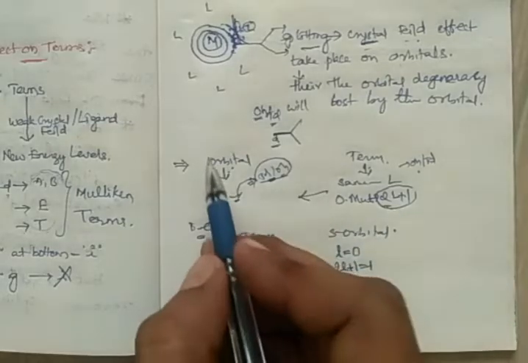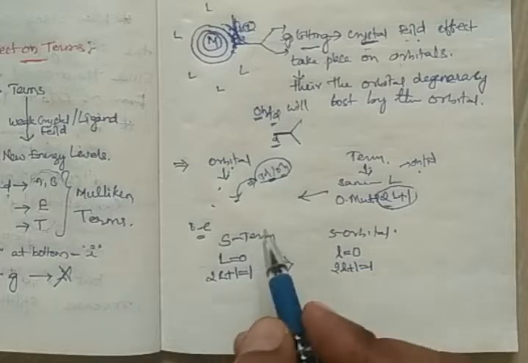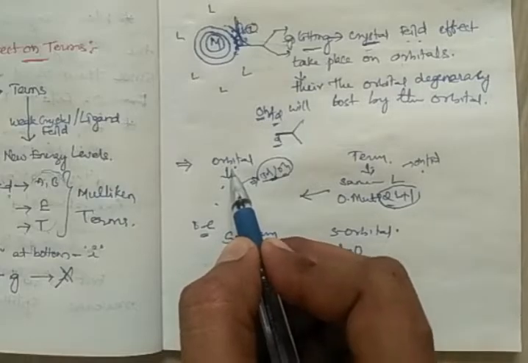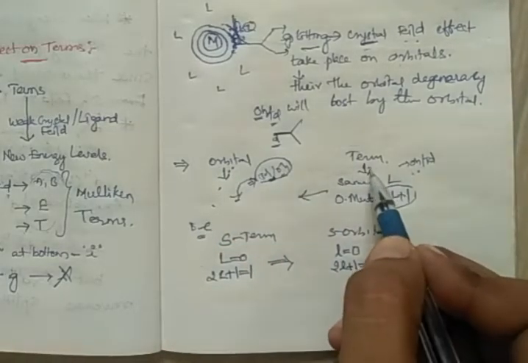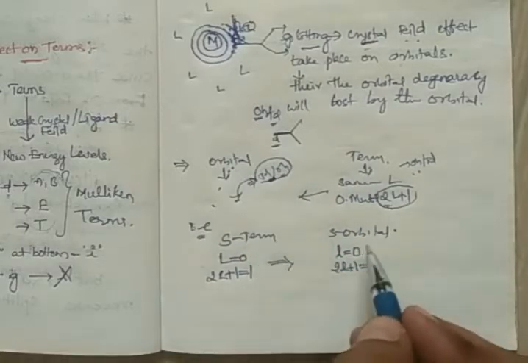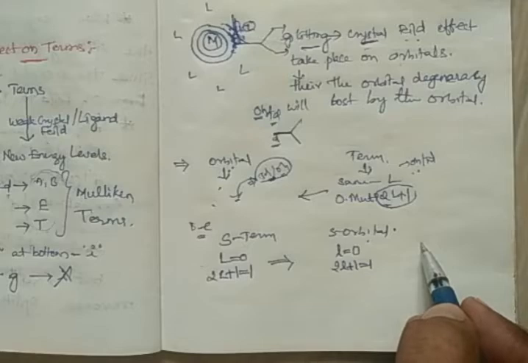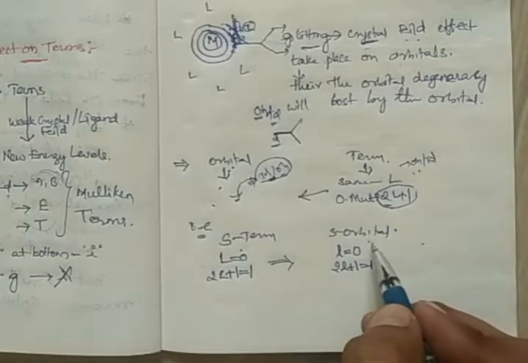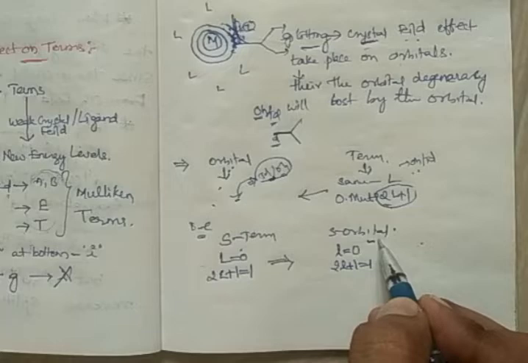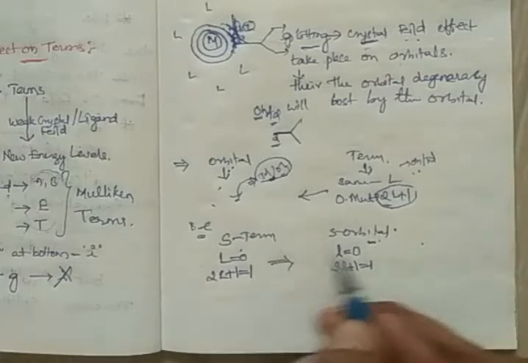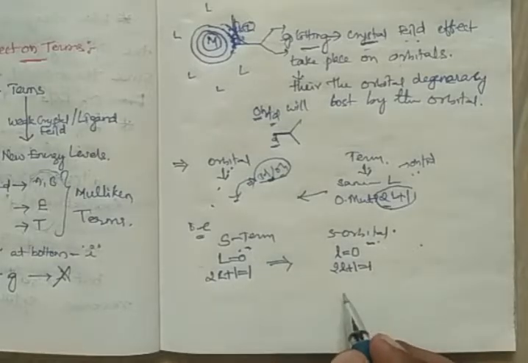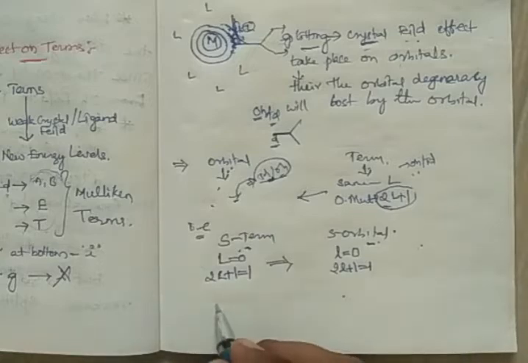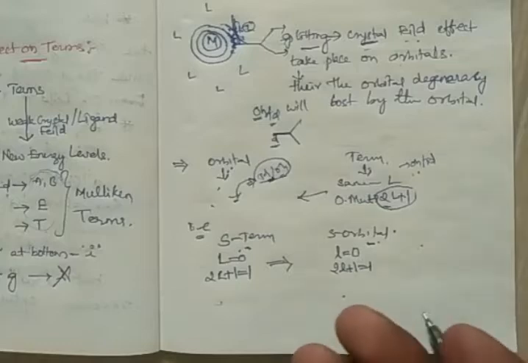So in view of all these particulars, how the crystal field affects the orbitals can be simply copied for the crystal field effect on terms. How the S orbital is affected by the crystal field, a similar effect takes place on the S term. How effectively the S orbital gets affected will be copied in the same way for the S term. Similarly, how the P orbital is affected by the crystal field effect can be copied for the P term.